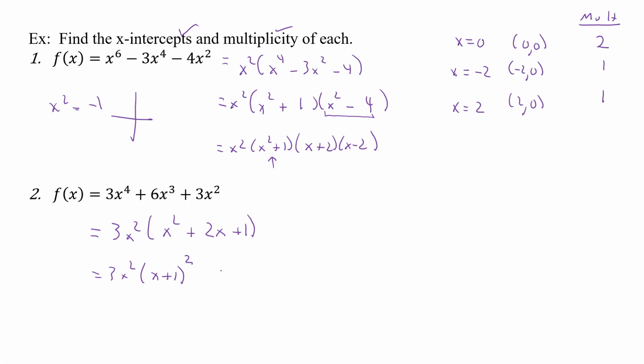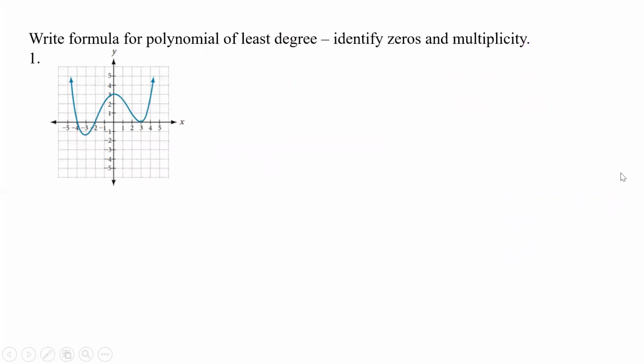Okay. Now, doing the same thing here, we can get x equals 0, so we get 0, 0. And again, if we put our multiplicity over on this side, the multiplicity of that is going to be 2. Now we set this equal to 0, we get x equals negative 1, so negative 1, 0, and its multiplicity is also 2. Okay, and that's all we have. So we found the intercepts, and we found the multiplicity. What about the next one?